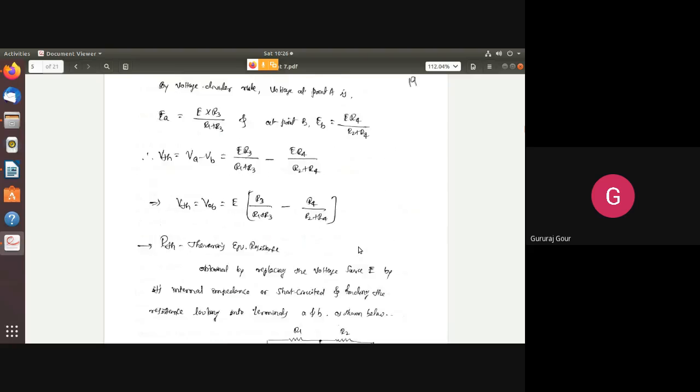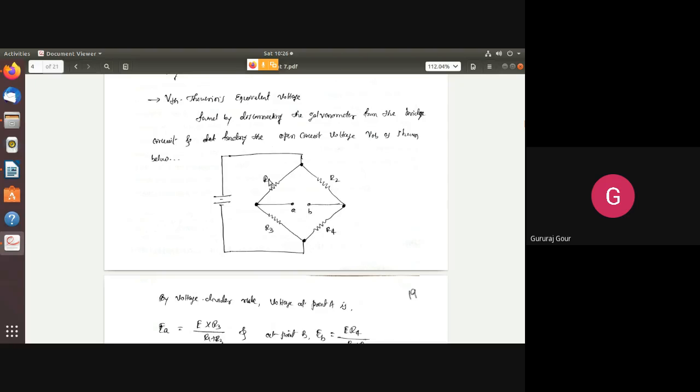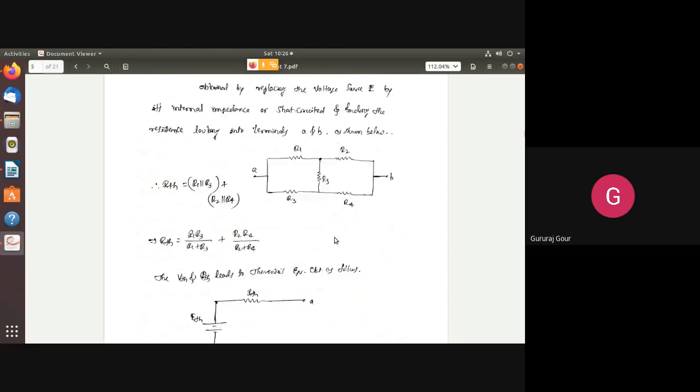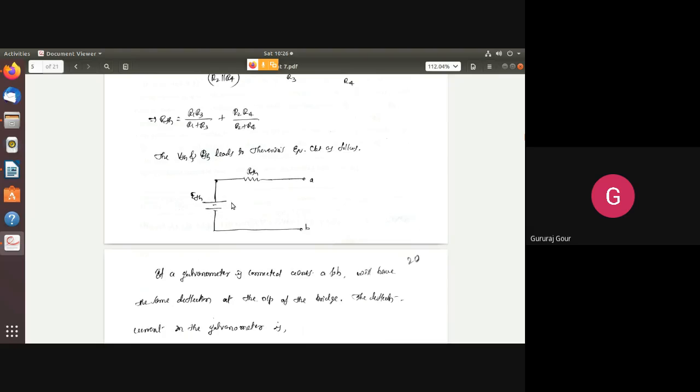So you can now represent your whole bridge circuit as its Thevenin's equivalent circuit, ETH connected in series with RTH. This is like a voltage source, because ETH is the Thevenin's equivalent voltage source connected with the resistance RTH. This is acting like a voltage source here.